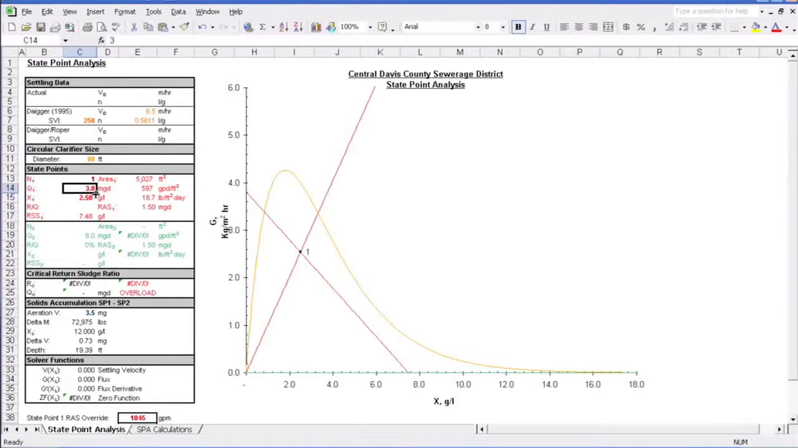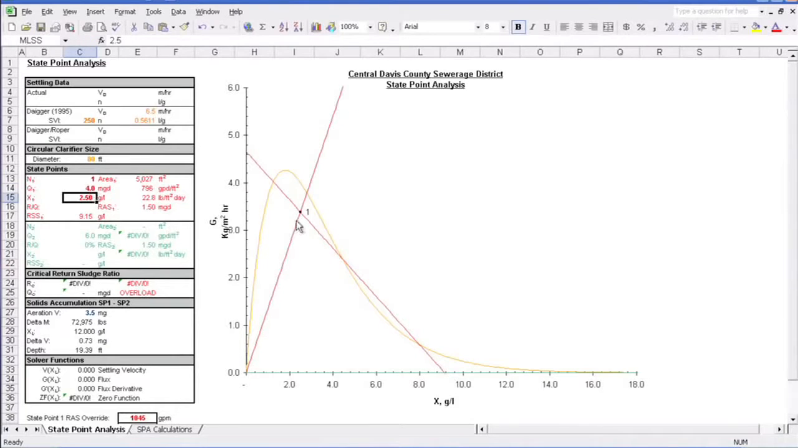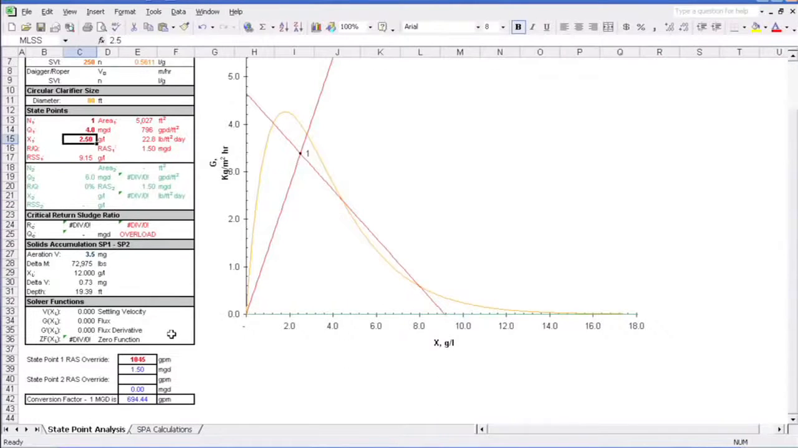And as you can see, our state point stays under the curve, but our underflow line doesn't. We know we are going to fail in thickening. So what can we do? Well, let's see. Say we actually have a little bit more capacity in our RAS pumps and can turn those up to 2 mgd. Well, does it help?